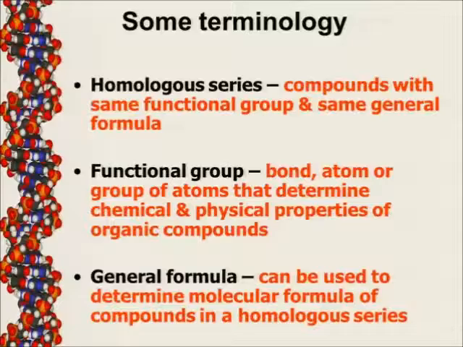So the homologous series, we say these are the compounds with the same functional group and the same general formula. The functional group is the bonds, the atoms or group of atoms that determines the chemical and the physical properties of an organic compound. The general formula can be used to determine the molecular formula of a compound in a homologous series.